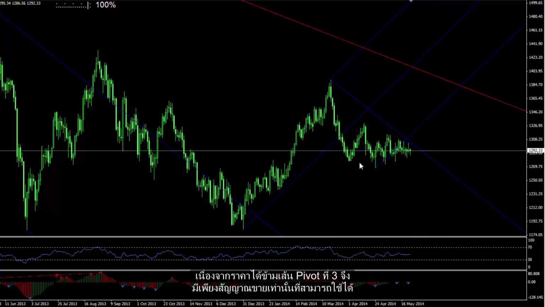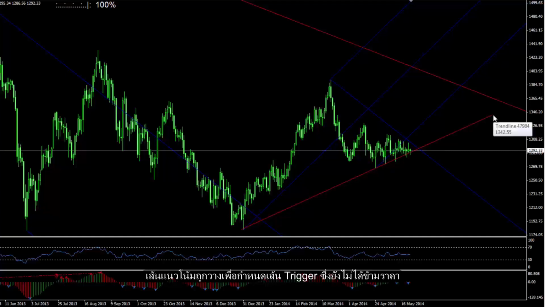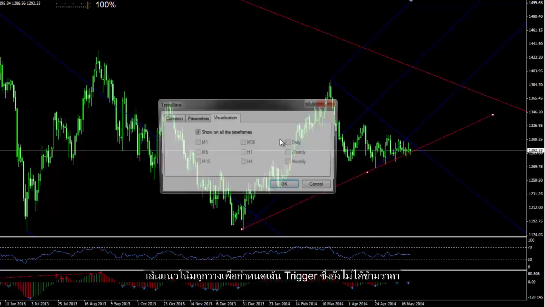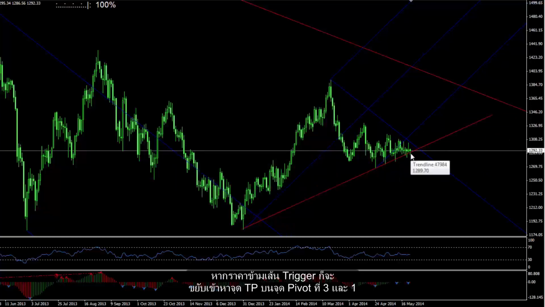Since the price has crossed the third pivot line, only a sell signal would be valid. Trend line is placed to determine a trigger line which is not crossed by price yet. If the price passes the trigger line, then it would proceed towards TP points on the third and first pivots.